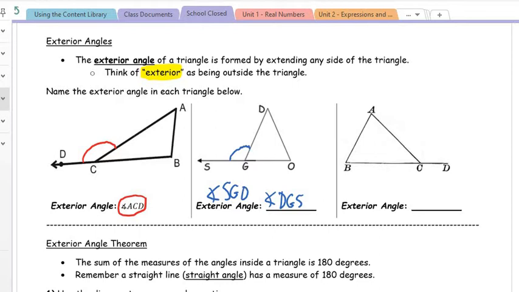And for the last one, the exterior angle is right here outside of the triangle. That would be angle ACD. You could also call it angle DCA.